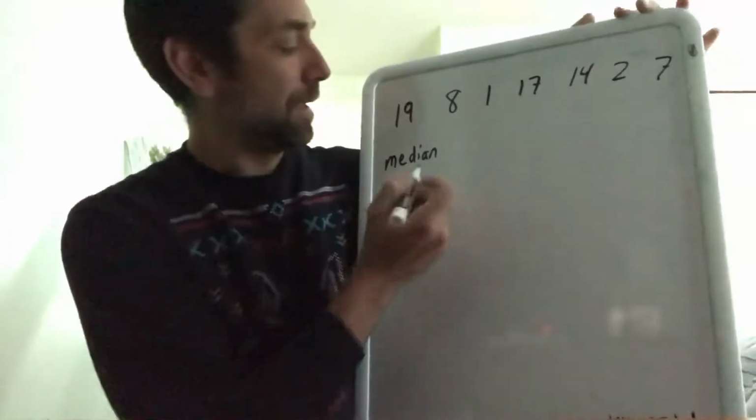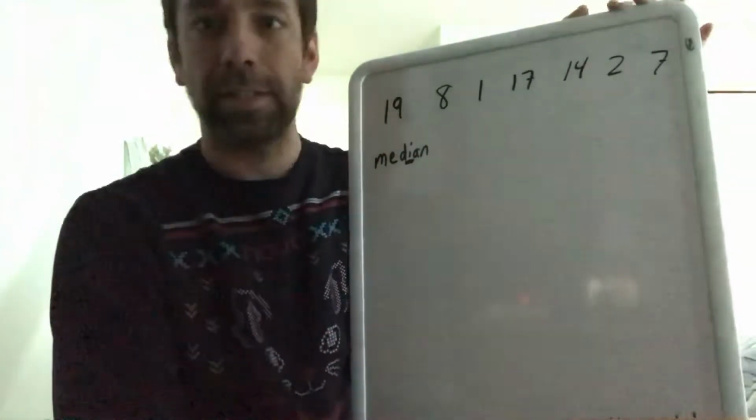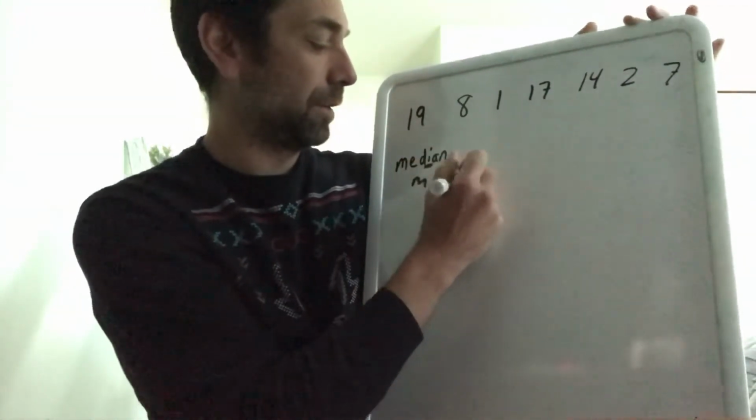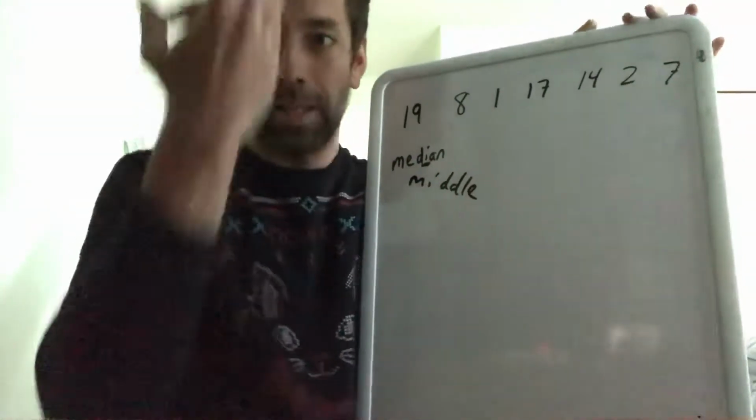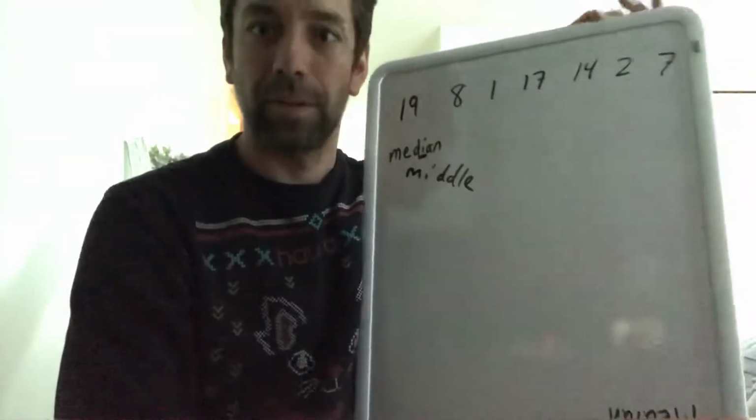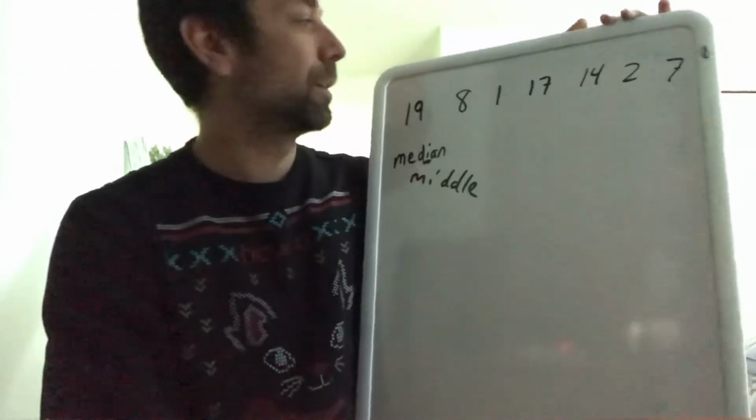If you want help remembering that, it's the only stat term that we have that has an I in it. So median has the middle. The median of your body would be like the center line that comes straight down, or maybe you think about your belly button as your median, your middle.